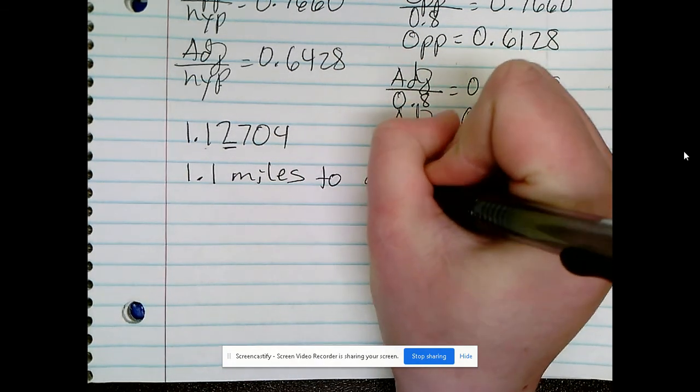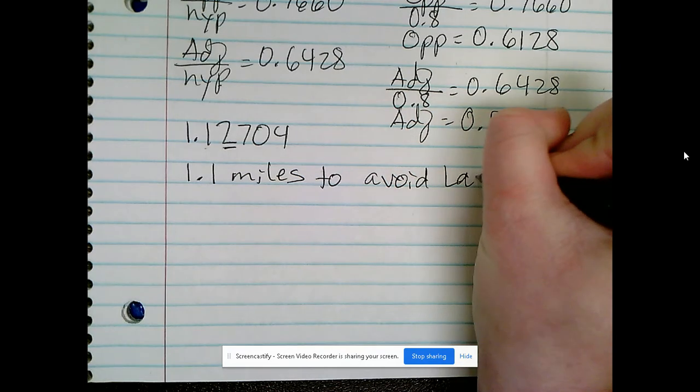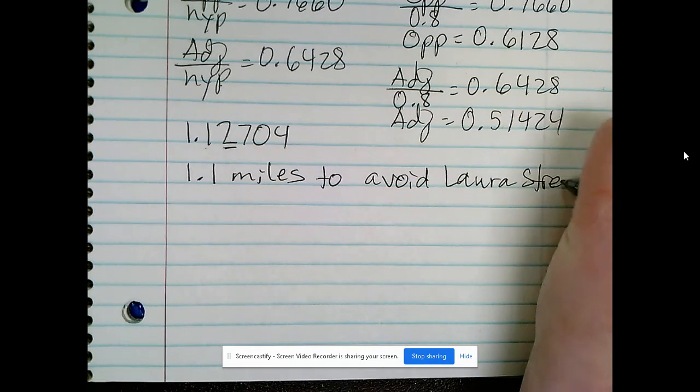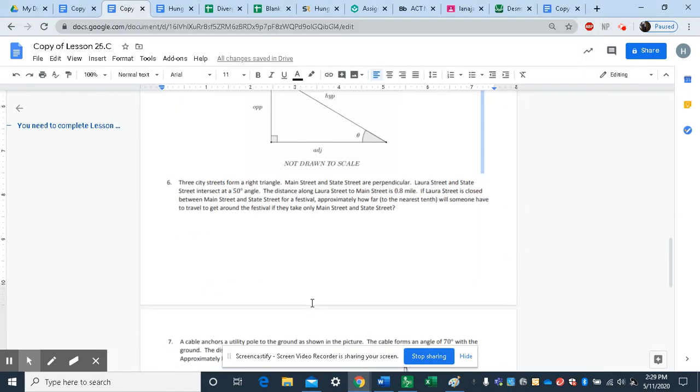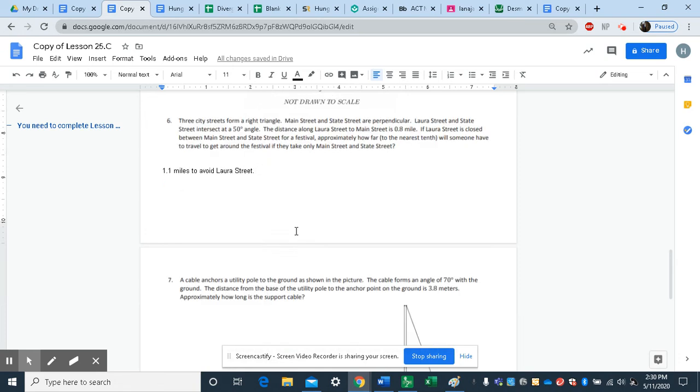to avoid Laura Street. And we're going to write that exact statement over on our document. So we know it's going to be 1.1 miles to avoid Laura Street. Okay, so that's that problem.